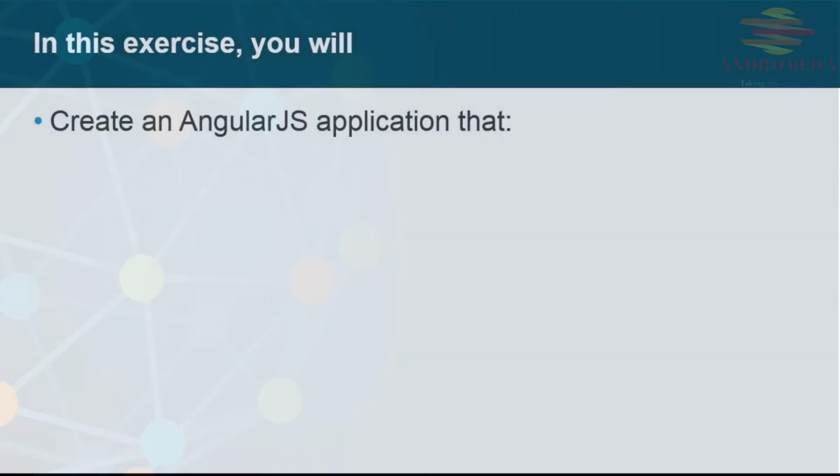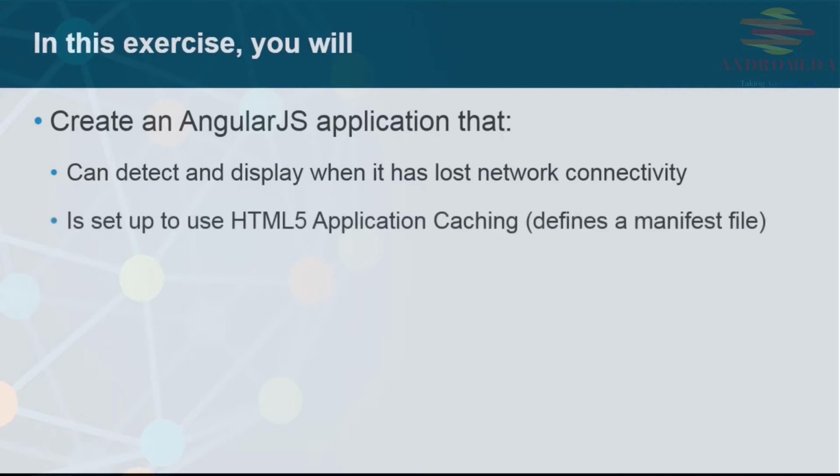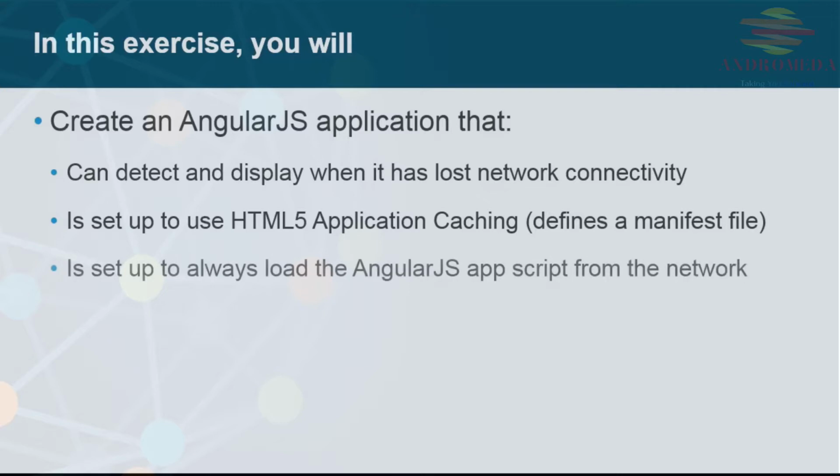In this exercise, you will create an AngularJS application that does the following. First, it detects and displays when it has lost network connectivity. We'll also set up HTML5 application caching. That means you have to define a manifest file. Make sure that manifest file is defined such that it always loads the AngularJS app script from the network.